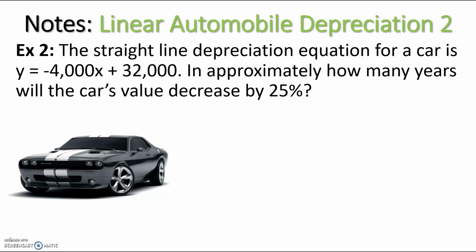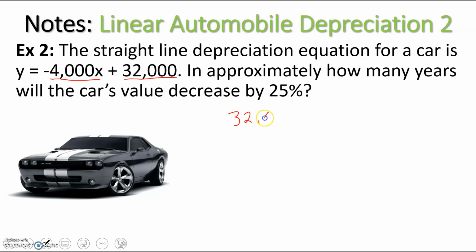Example 2. The straight line depreciation equation for a car is y equals negative 4,000x plus 32,000. In approximately how many years will the car's value decrease by 25%? Okay, so the first thing we need to recognize is that our equation here tells us a lot about the car. We know that the car is losing value at $4,000 per year, and we know that the car started out as a $32,000 car. We want to know how long it will take in order for it to decrease by 25%. So let's go ahead and calculate what that would be.